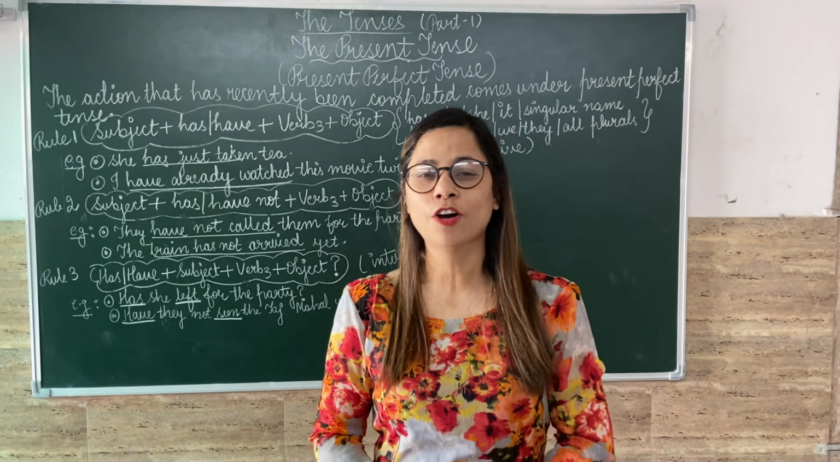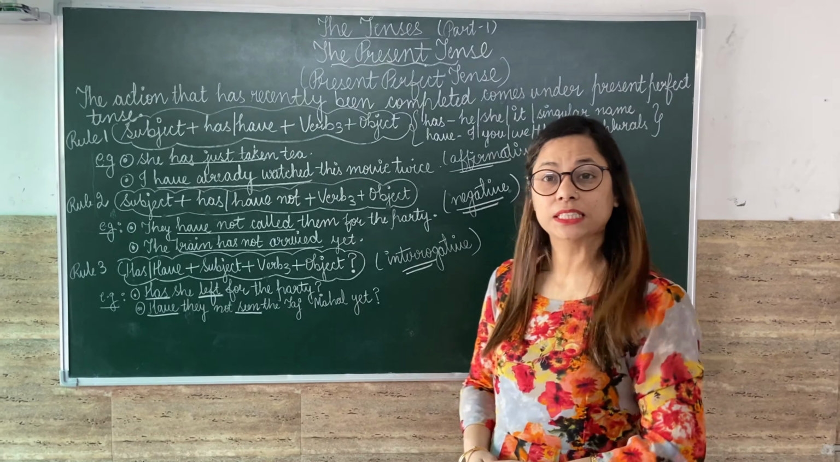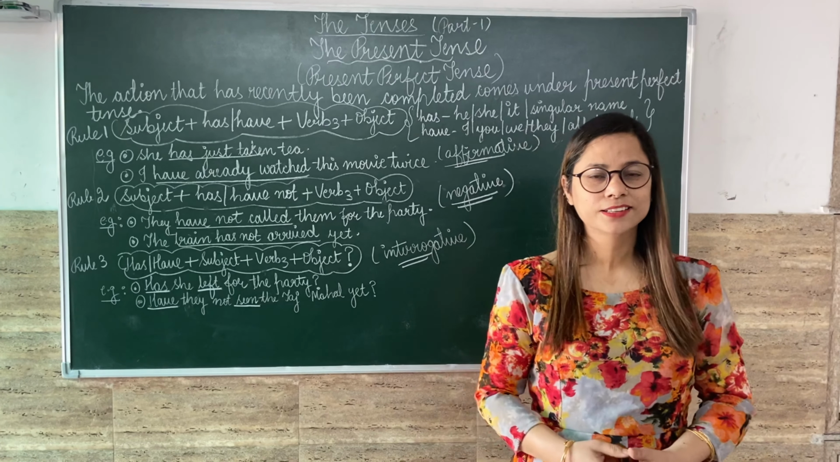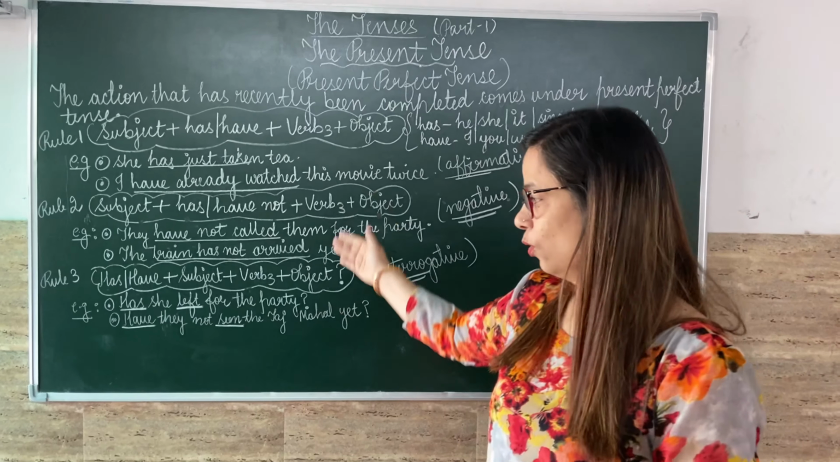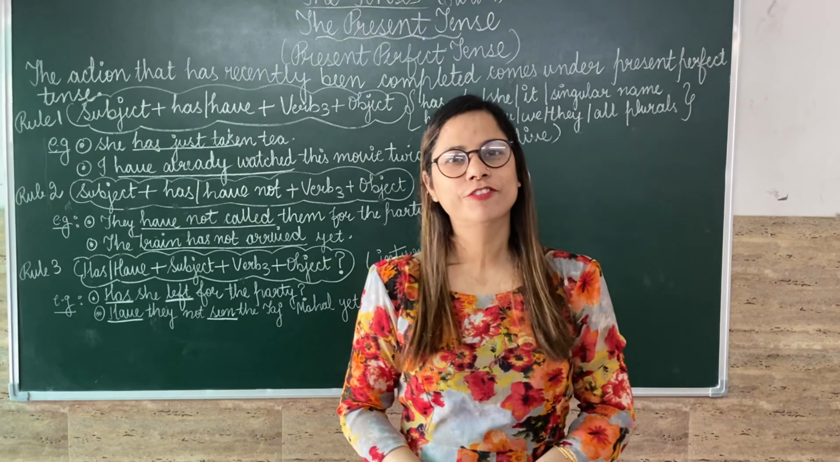Let's see the examples. Has she left for the party? Another example. Have they not seen the Taj Mahal yet? So these two are the examples for interrogative. So that's all for the present perfect tense.